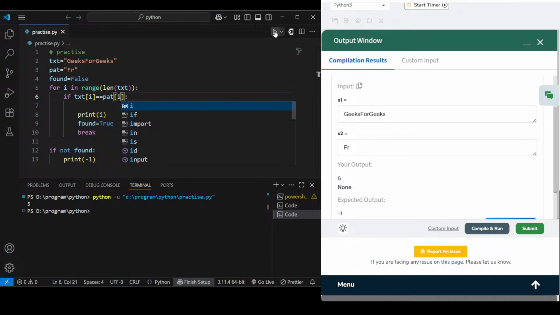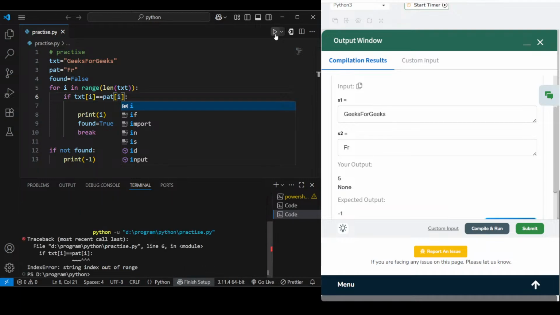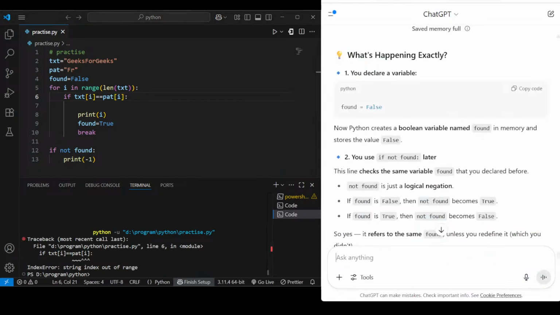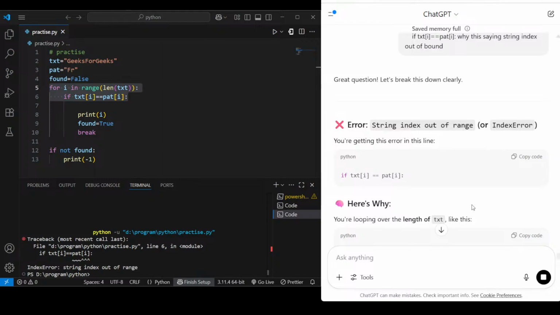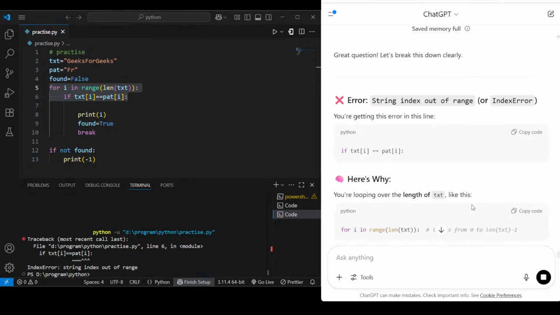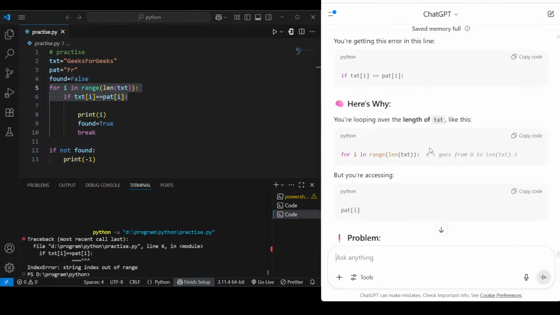Why is it saying string index out of range when I use high? Wait, let me ask them. String index out of bound. He clarified it. Yeah, it was an out of range error. Here's why.